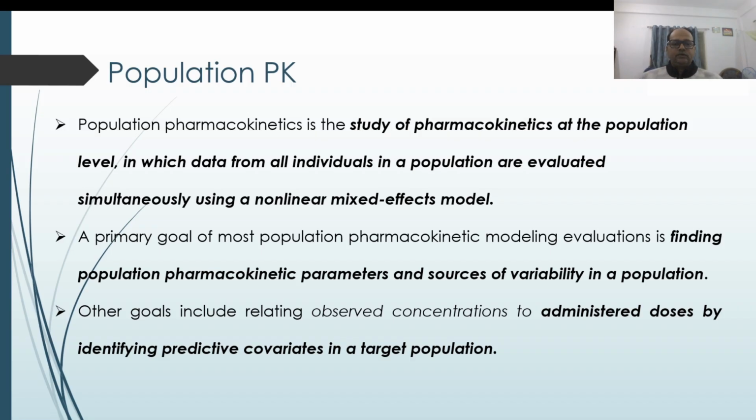Other goals include selecting observed concentrations to administer a dose by identifying predictive covariates in the target population. That means after administering a dose, we have to identify the predictive covariates in the targeted population. What are the variations, what is the variability, and how are the different pharmacokinetic parameters affecting the therapeutic level and the toxic level? All this will be calculated.